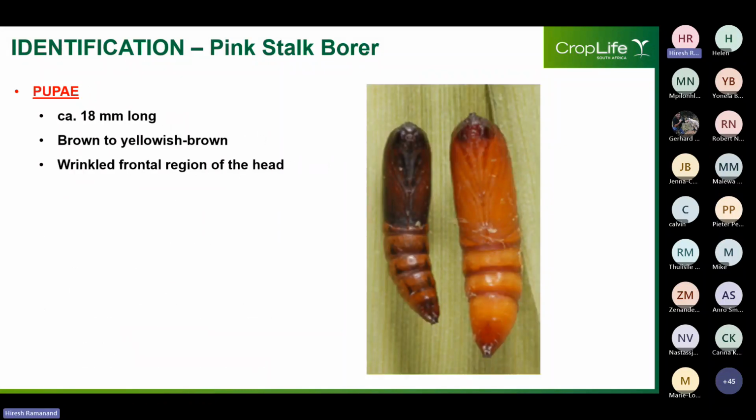The pupae of the pink stalk borer are around 18 millimeters long and brownish to yellowish brown, with the wrinkled frontal region of the front head, as we see here.